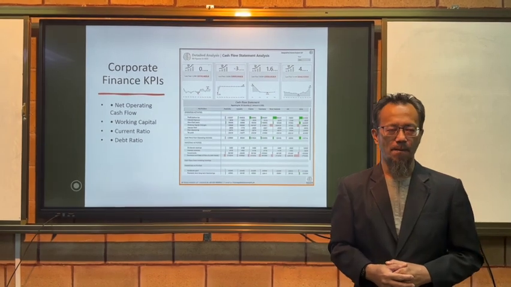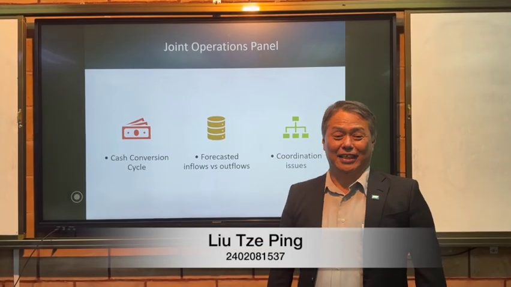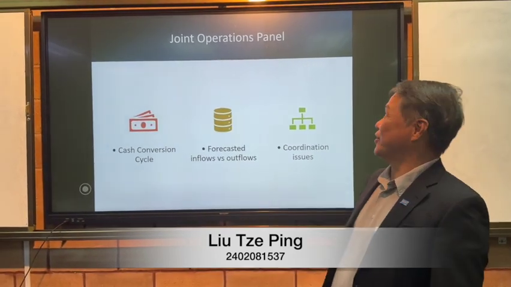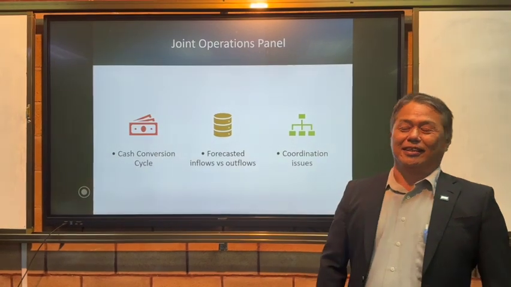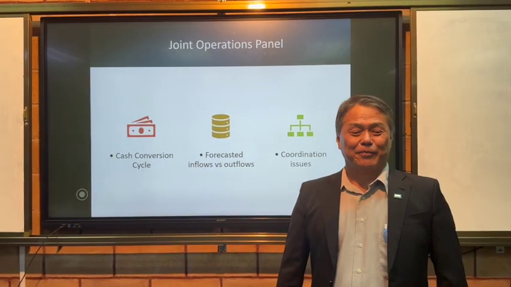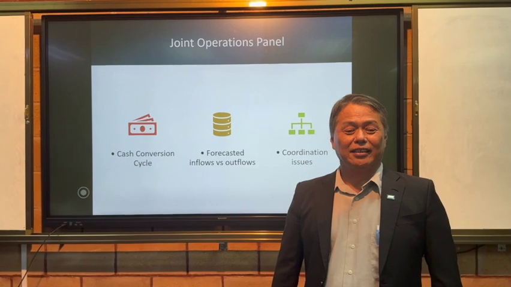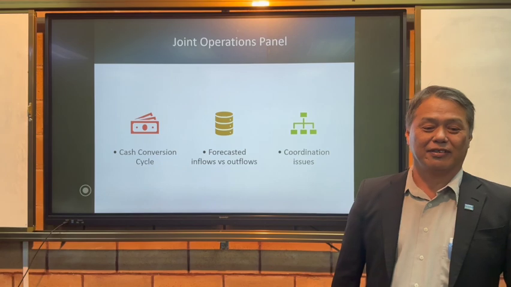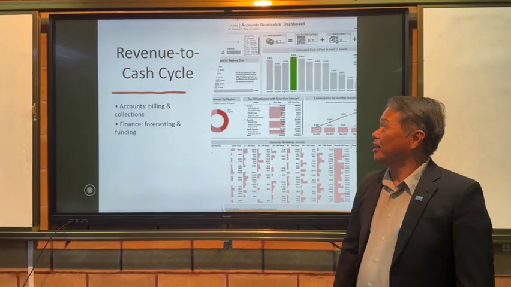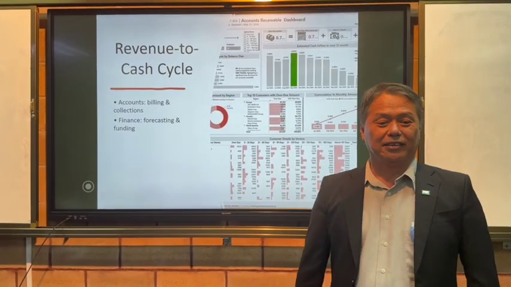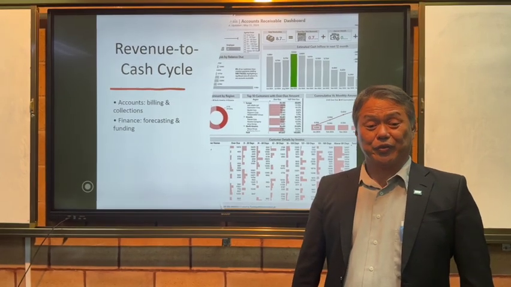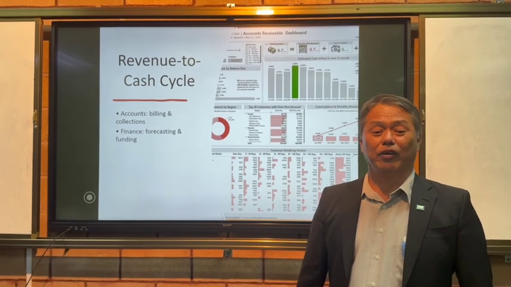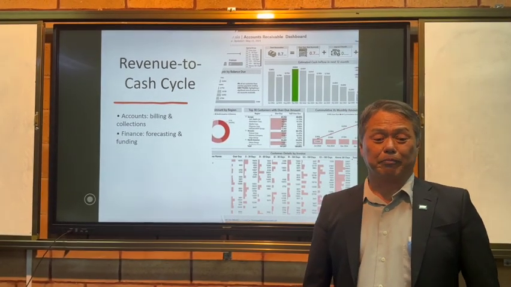For the accounts department, we focus on receivables and disputed payables, and for corporate finance, we monitor net operating cash flow and working capital. Now I pass to my group mate, Mr. Liu, to elaborate further. Okay, thank you, Suffian. Now I continue with slide number 11 to 15. So for the joint operational panel: cash conversion cycle, forecasted inflow against outflow, and coordination issues between departments.